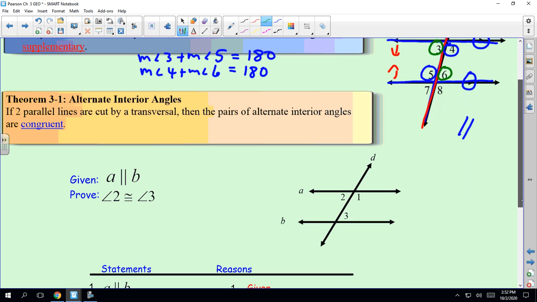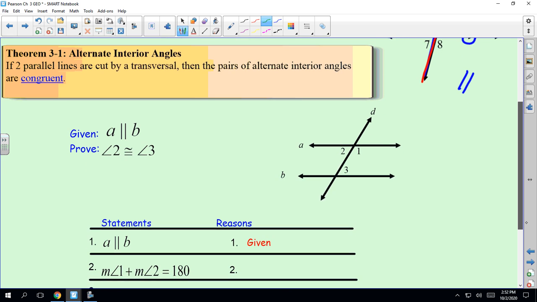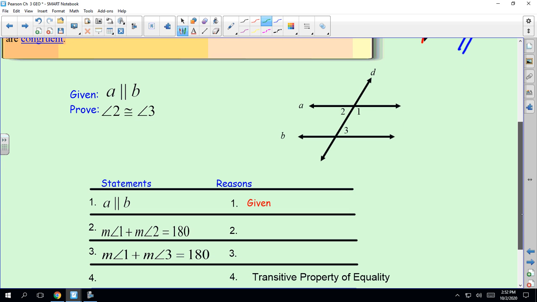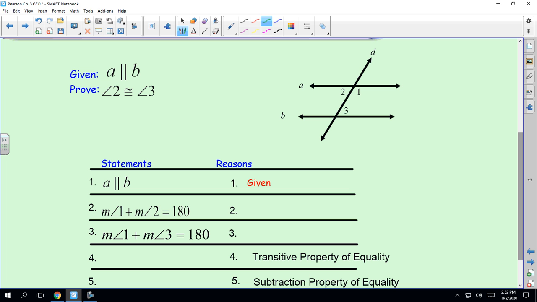Okay, we're going to prove this theorem here. We're going to prove that 2 is congruent to 3 in the following picture here. It says, given that A is parallel to B, prove angle 2 is congruent to angle 3. So there's a little bit of a proof. Go ahead and pause the video if you need to write this in. I do have the notes on Google Classroom, under the notes and templates heading, and so you could print them out if you'd like. I notice a lot of you are. It's always an option. So we're given that A is parallel to B. We're going to prove that angle 2 is congruent to angle 3, and those are alternate interior angles.